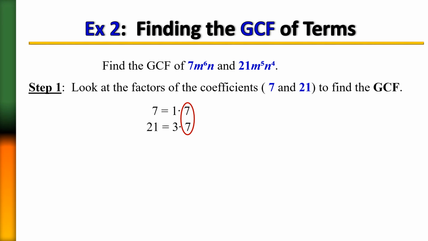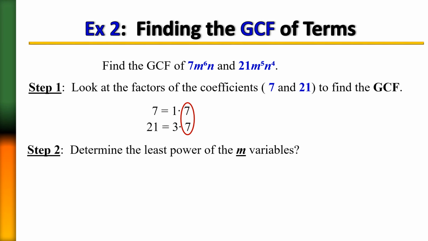Now let's identify the GCF of the variables. So recall, you're going to look at your variables, each one at a time, and determine which variable has the least power, and that would be your GCF. So looking at our m's, we want to know which m has the least power. For the first term, it has a power of 6. The second term has a power of 5. This is the smallest or the least power for the m's, so that would be 5.